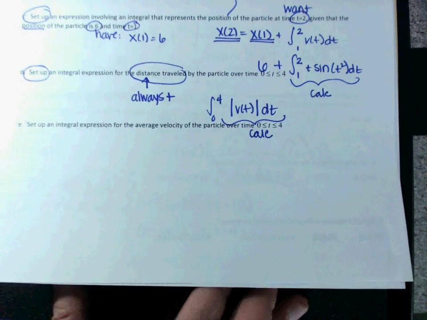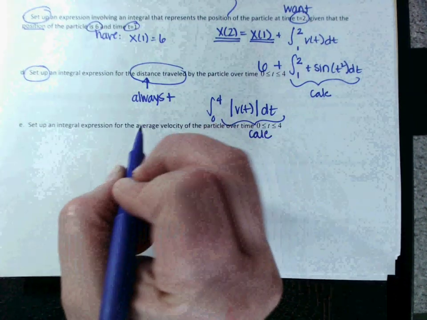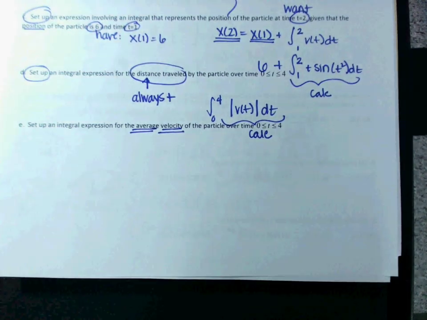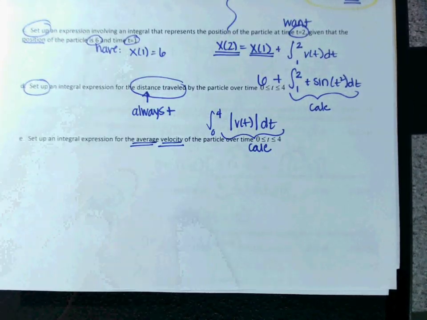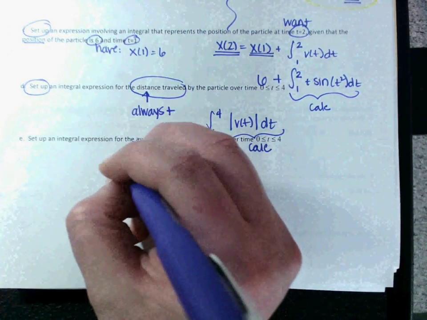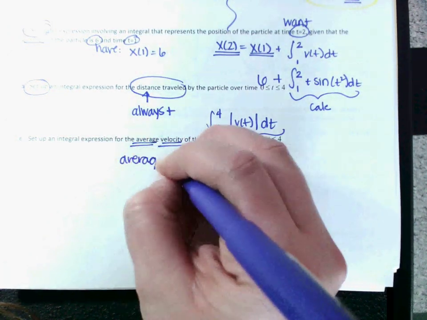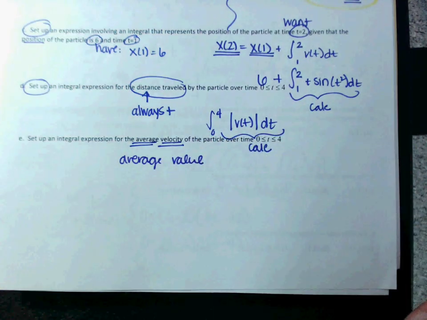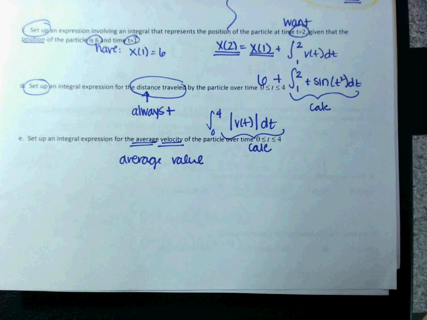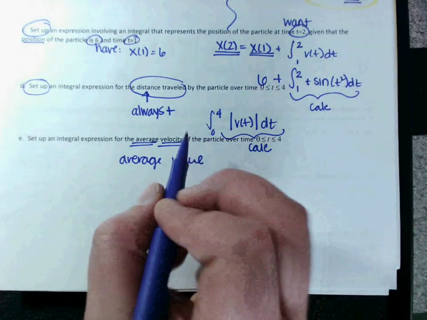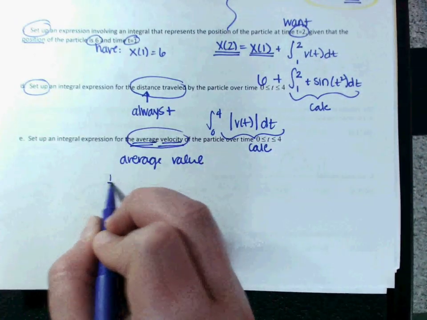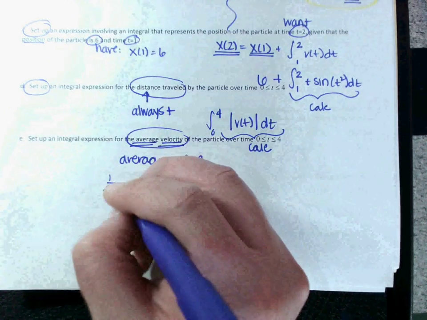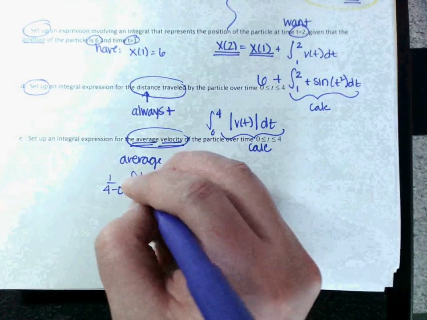Okay, last part, part E. Set up an integral expression for the average velocity of the particle. So think about it, in my question, they gave me velocity. I want average velocity. Well, then this is average value. If they had wanted average rate of change, remember rate of change is a derivative, they would have had to ask you for average acceleration, which is not what they asked for here. So average velocity would have been 1 over 4 minus 0, integral 0 to 4, and then your function v of t right here.